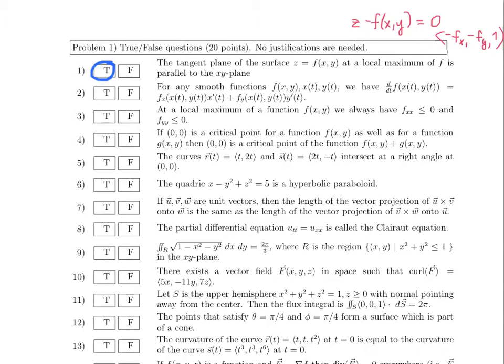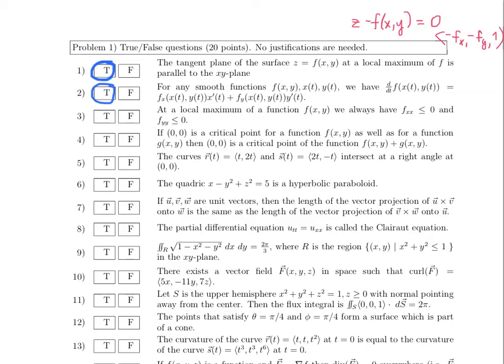We move on to number 2. For any smooth functions f of x, y, x of t, and y of t, note that f is a function of x and y, which are both functions of t, we have that the derivative of f with respect to t is equal to the partial of f with respect to x times x prime of t plus the partial of f with respect to y times y prime of t. This is a true statement. It is just a restatement of the chain rule. This is the partial of f with respect to x, this is dx dt. This is the partial of f with respect to y, this is dy dt.